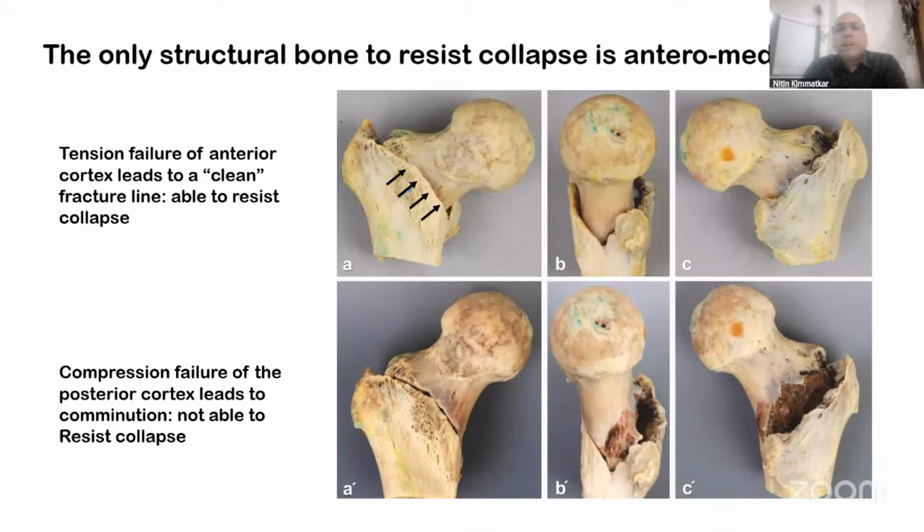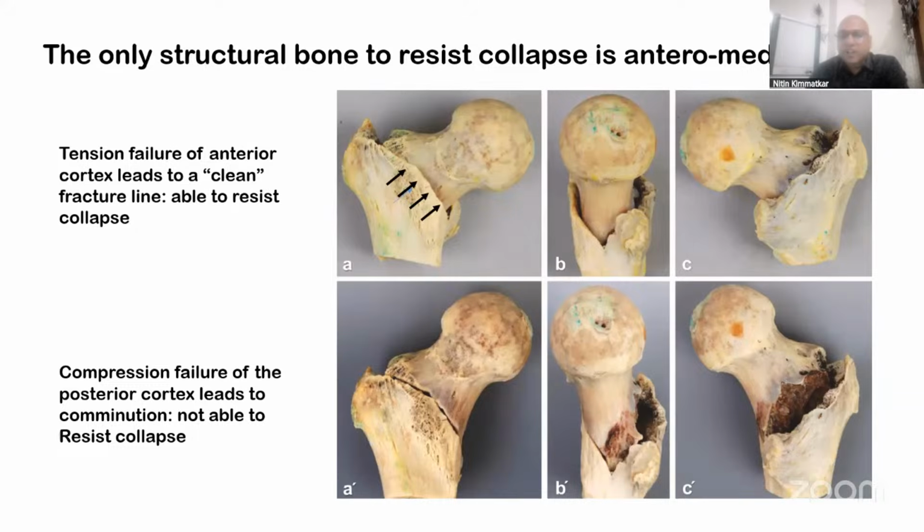What is the important part of reduction in an intertrochanteric fracture? It is the anteromedial cortex. It is the only cortex which gives you a stable, consistent reduction, and it has failed only in tension, so there is a linear fracture line. You should always get a positive reduction on this part in the AP view, and in the lateral view, at least a neutral or positive reduction.